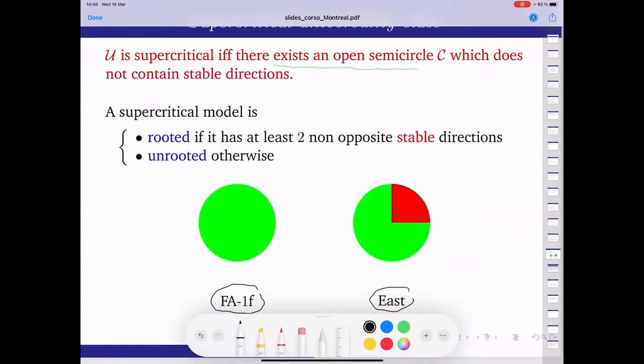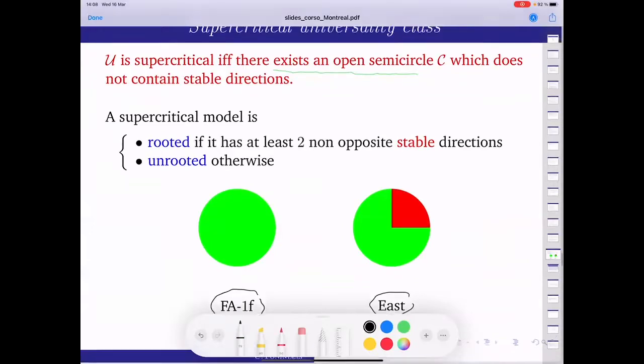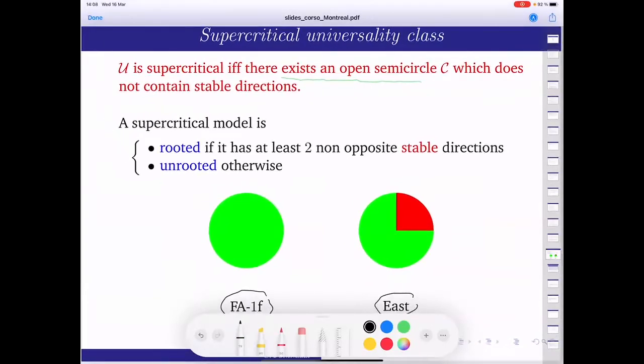And then we need a further division of this class in order to be able to capture the behavior of my models, because there will be 2 subclasses which display a different behavior. The models that I called rooted are those that have a green semicircle, but they also have at least 2 stable directions, so 2 red directions, which are not perpendicular. So this case, in which I have 2 red directions which are perpendicular, is still not in the rooted class. So the rooted class, its only cases.